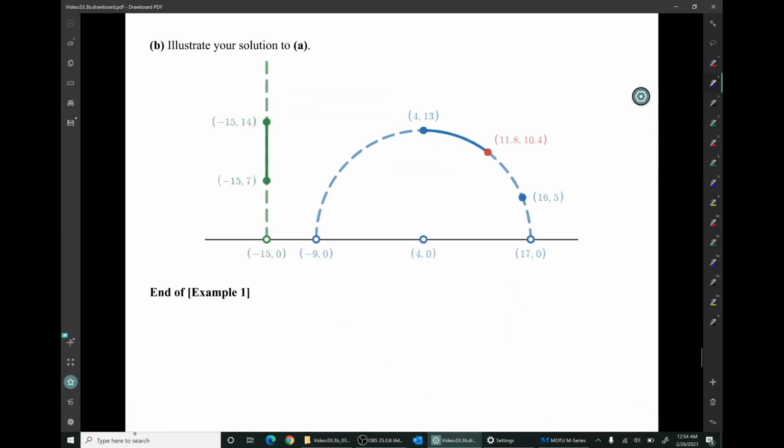Question B is to illustrate our solution to A. Well, here's our point P, (-15, 7). Here's our point Q. Here's our point A. Here's our point B. And here's our point C. Notice that this segment and that segment are the ones that have the same length, so I should label that.